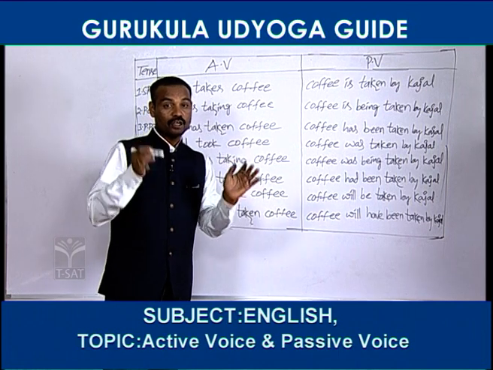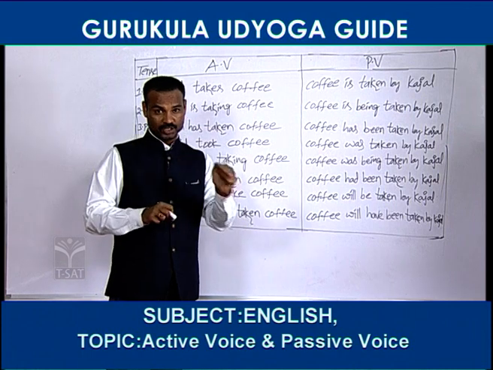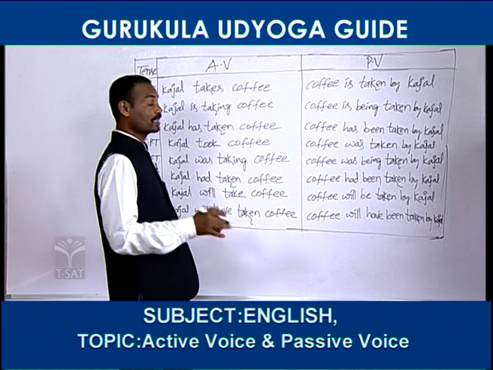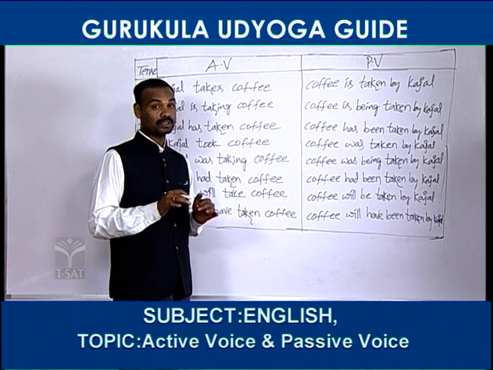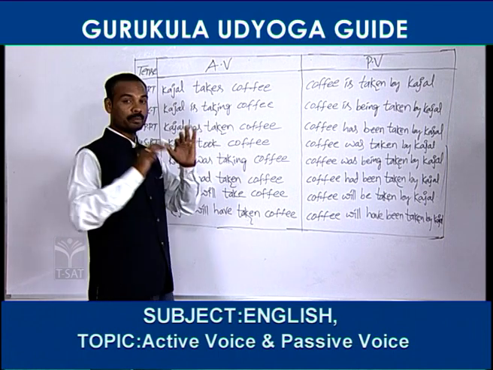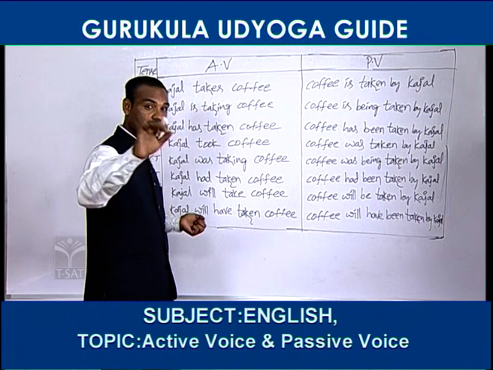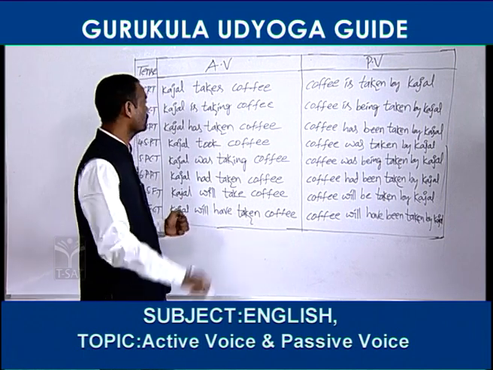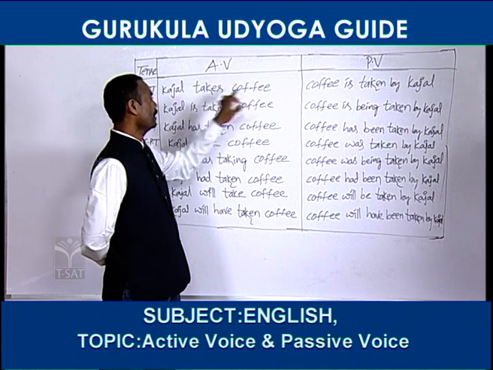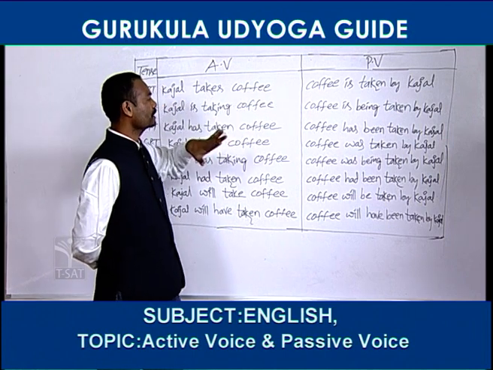See friends, when I was explaining how to find out a subject and object, you were feeling a little bored, but now you came to know how important it is. So now I am not going to explain how to find out the subject and object. I have explained very clearly in the previous class how to catch subject and object. So this is the subject, this is the object, this is the verb. Passive voice should be started with object. So coffee is the object here.